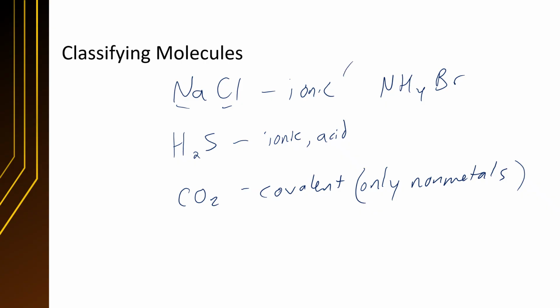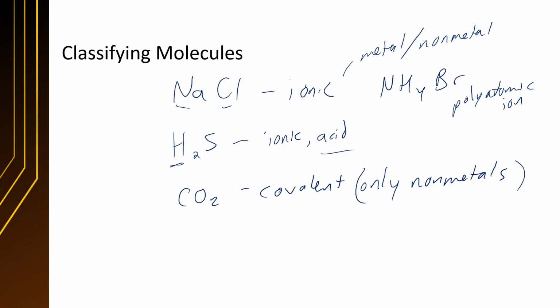For ionic, we have metal with a nonmetal or a polyatomic ion. And then you have your acids. Acids always start with hydrogen.